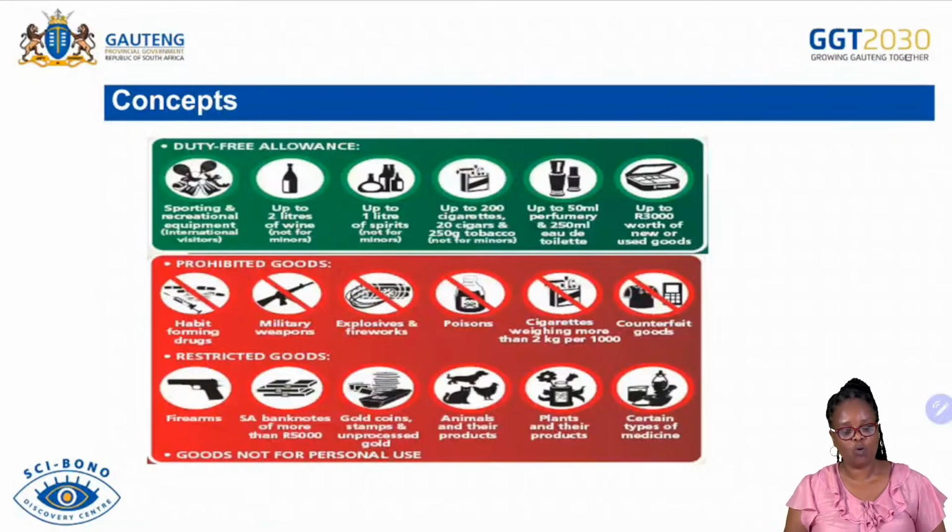And when you look at tobacco, they may bring only 250 grams of tobacco. When it comes to perfumes, they must bring 50 ml of perfume and 250 ml of eau de toilette.